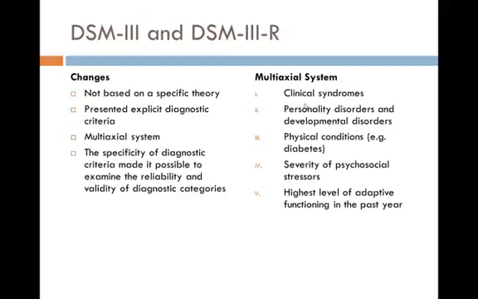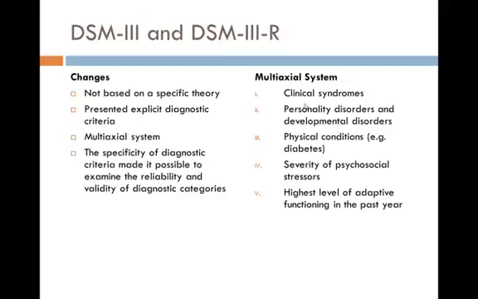Axis 4 looks at severity of psychosocial stressors, because we realize that the ways in which a person's mental health is impacted has a lot to do with their psychosocial experiences and stressors. Axis 5 is the highest level of adaptive functioning in the past year, so it gives attention to one's functioning, and it's their global assessment of adaptive functioning over the past year.